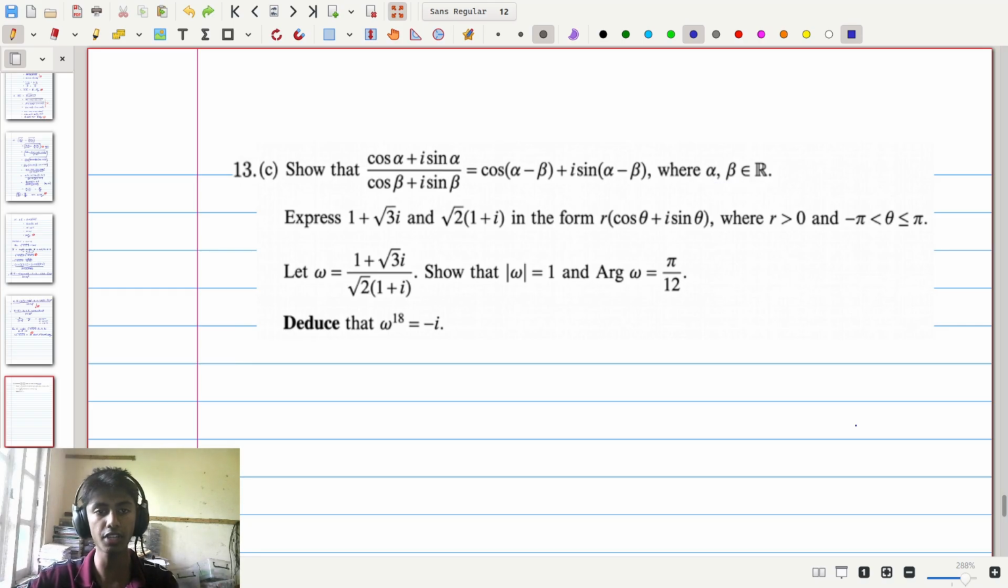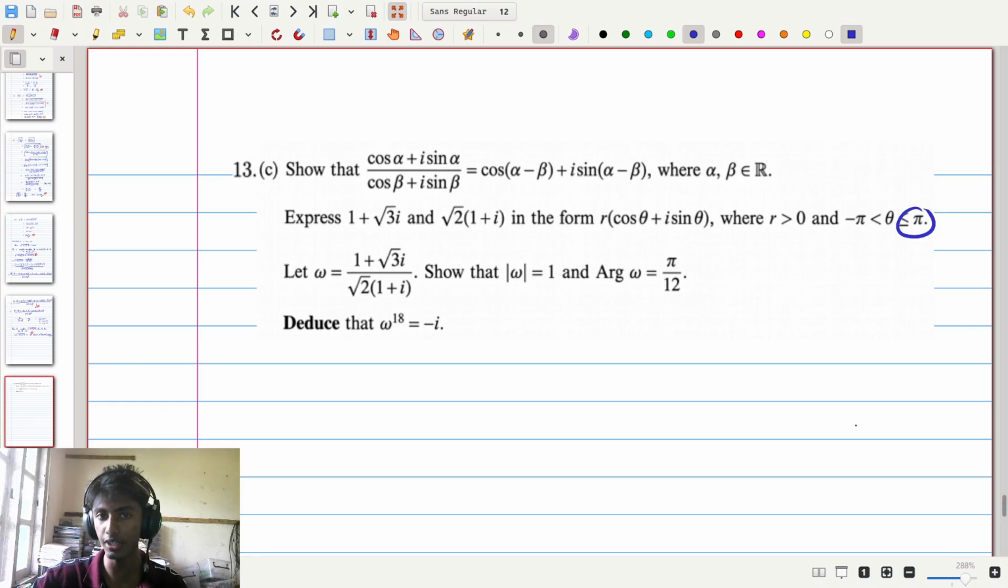The question then says, express 1 plus root 3i and root 2 times 1 plus i in the form of r times cosine of theta plus i sin theta, where r is some value greater than 0 and theta is some angle in between negative pi and pi radians inclusive.